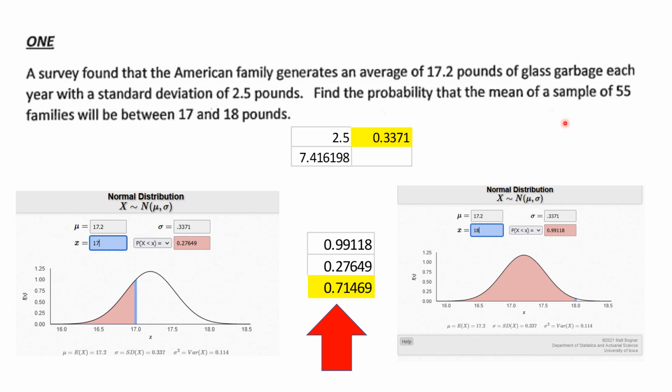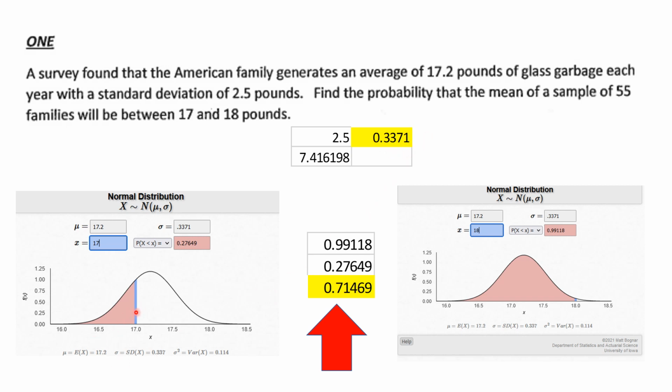Well, you know that this distribution is going to be normal because the sample was more than 30. And you also know that the mean is going to be the same, but the standard deviation is going to be 2.5 divided by the square root of 55. So this is what you use for the normal distribution.